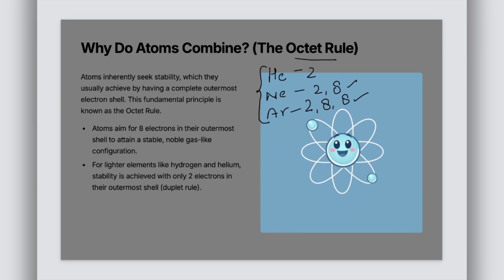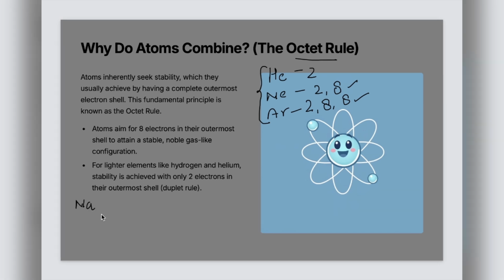This will help you clearly see how atoms follow the octet rule to become stable. Like sodium. Sodium has atomic number 11. Its electronic configuration is 2, 8, 1. So there is 1 electron in the valence shell, or we can say 1 electron in the outermost shell. It loses that 1 electron so the next inner shell, with 8 electrons, becomes the outermost, and it becomes stable.